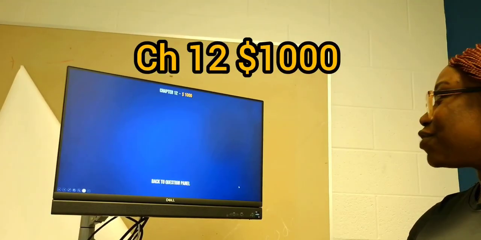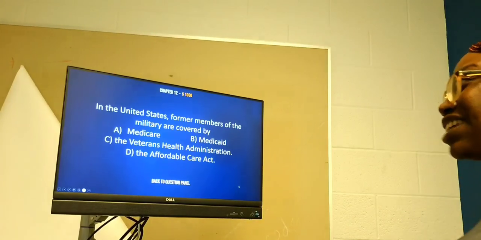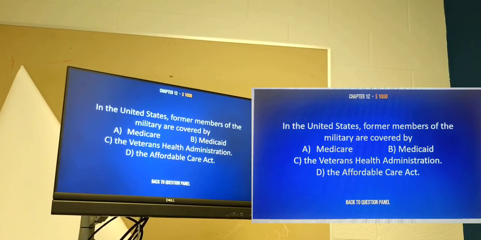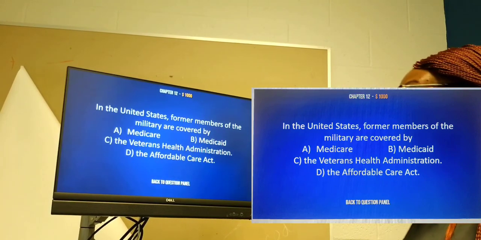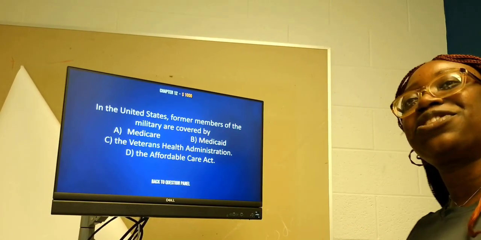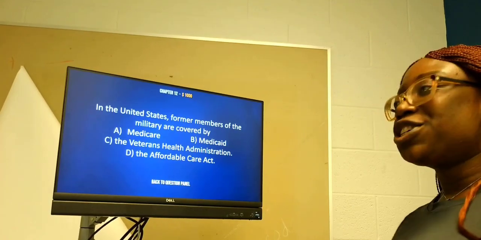Okay, let's go for the money. In the United States, former members of the military are covered by, this is easy, C. Yeah, Veterans Health Administration. I should have put like two veterans options there. All right, great job. You got that right.